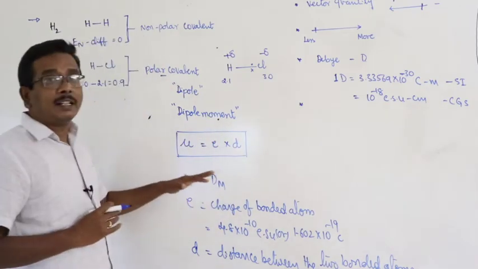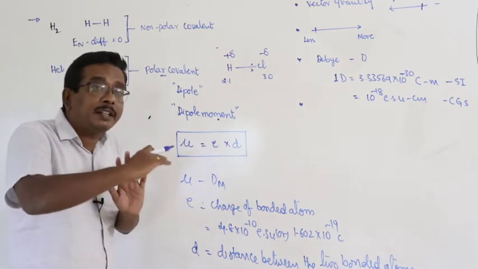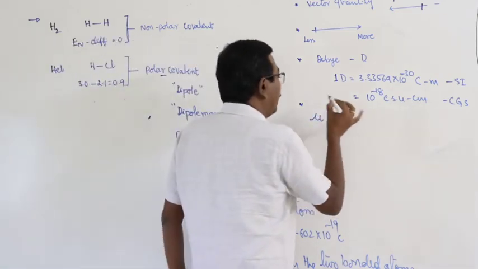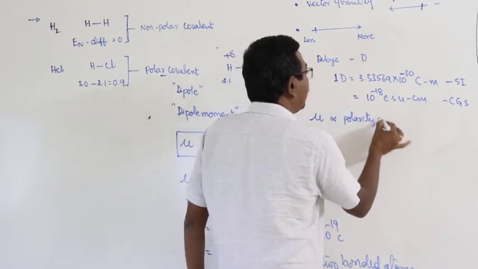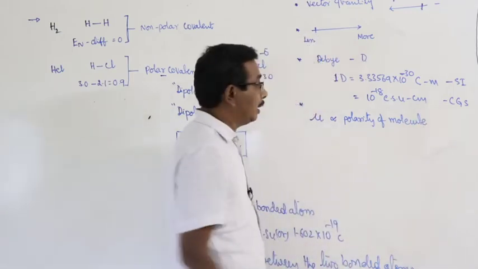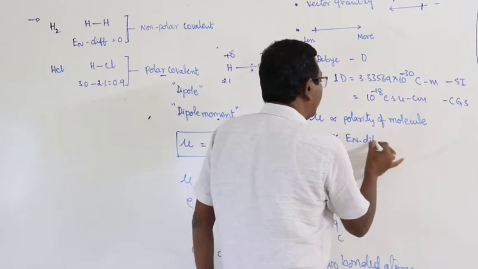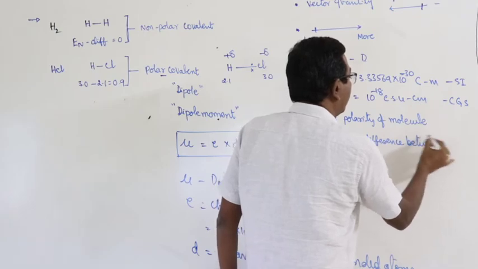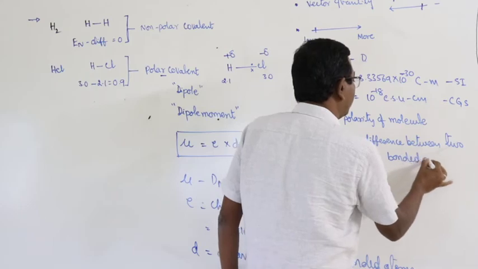Dipole moment is a matter of the polarity of the molecule, right? Based on the polarity, different features of the molecules are also influenced. What are they? Here, dipole moment is directly proportional to the polarity of the molecule. That is directly proportional to the electronegativity difference between two bonded atoms.